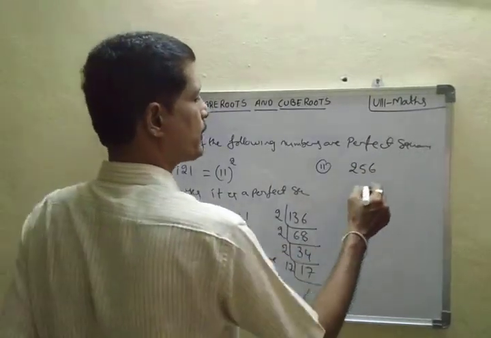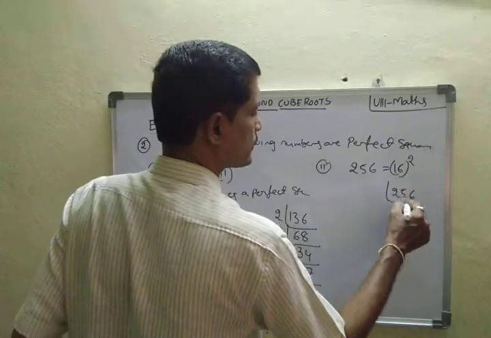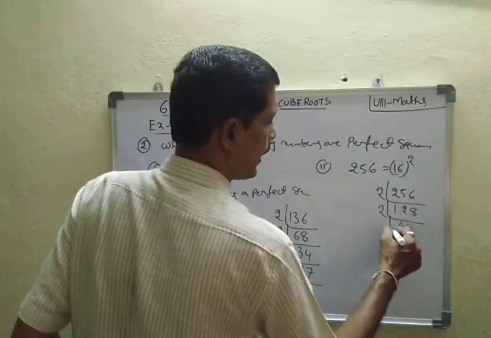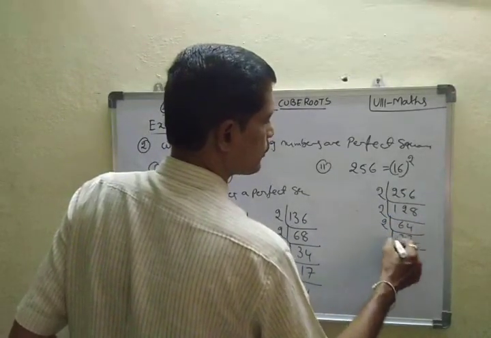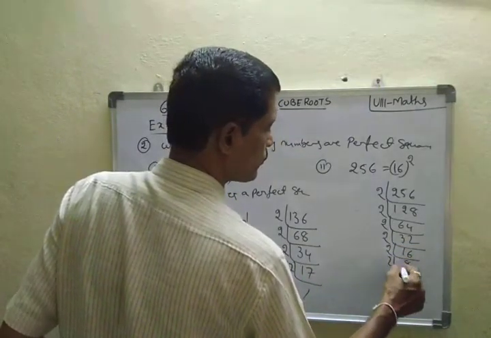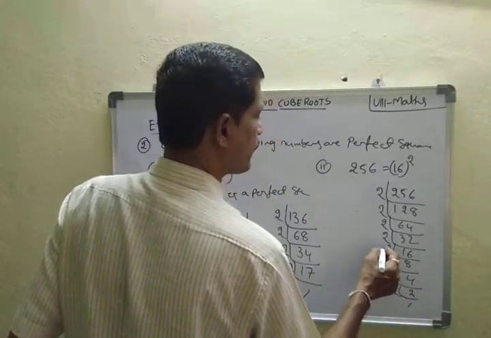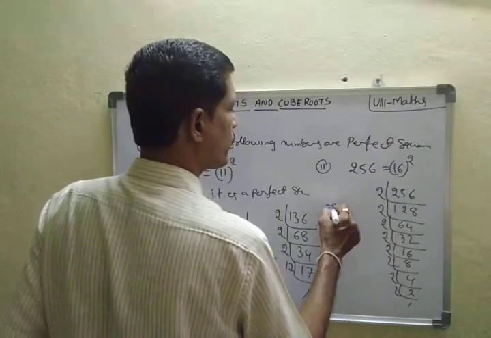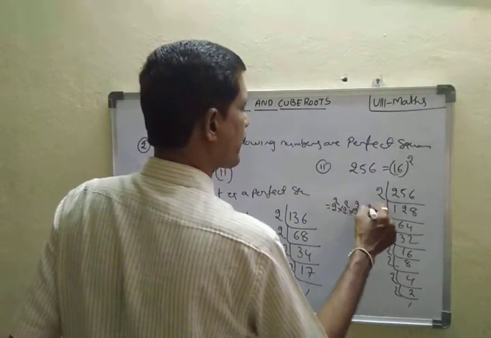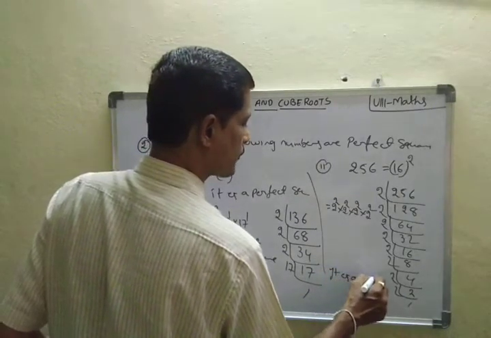256. Here 256 can be written as 16 square. Otherwise write the prime factors of 256. Here 2 times 128, 2 times 64, next 2 times 32, 2 times 16, 2 times 8, 2 times 4, 2 times 2, 2 times 1. How many 2s are there? 1 2 3 4 5 6 7 8. Therefore 2 square, 2 square, 2 square, 2 square. All are pairs. Therefore, yes, it is a perfect square.